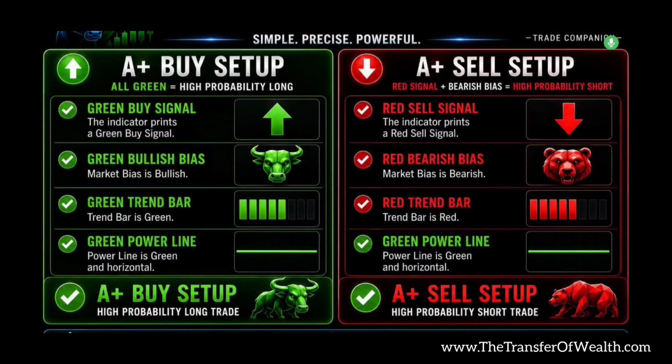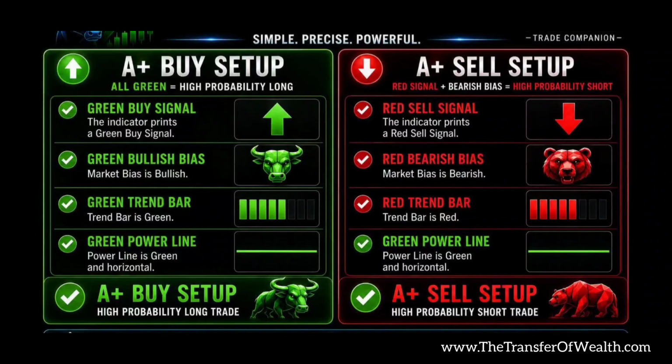So this is what I mean by looking for A+ setups. I said it because I wanted you to see how it looks on the screen. It's in, you know, a couple of different places. But an A+ buy setup, you want everything to be green. A high probability of the market going up, also known as going long. So you'll see the green buy signal, which is the indicator that prints a green buy signal. So you want to see that. You want to see a green bullish bias.